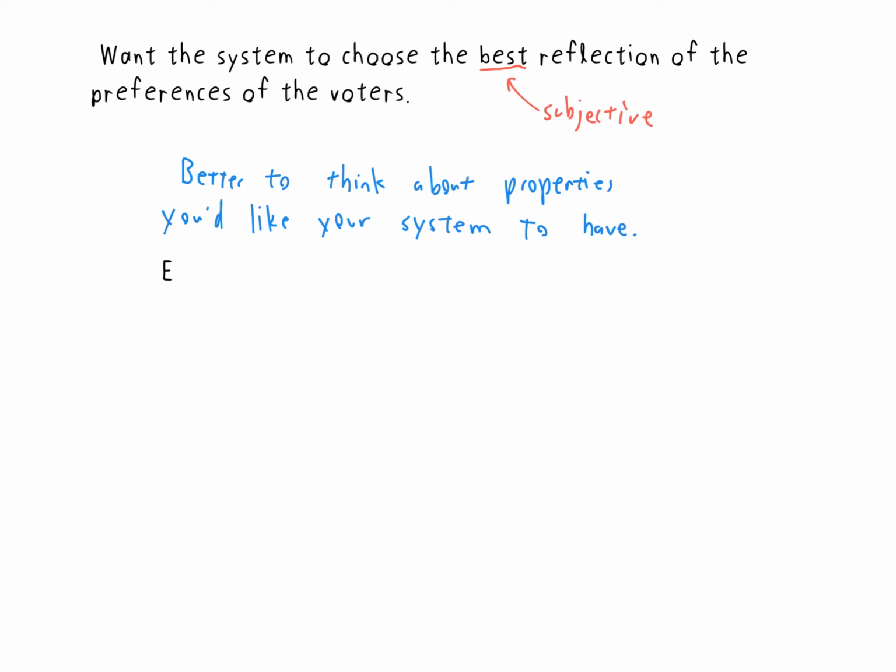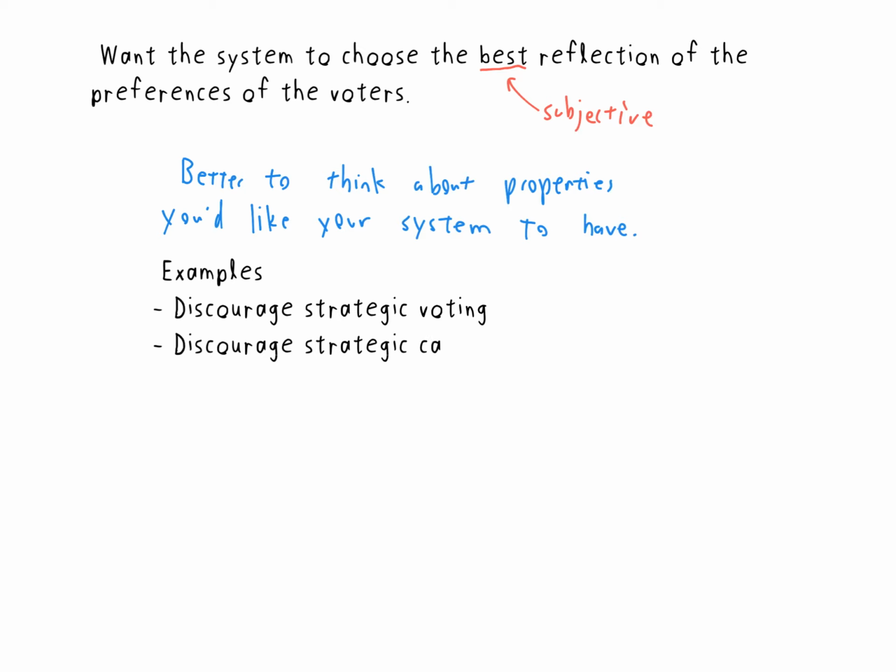Some examples of properties you might want your system to have are that you might want to discourage strategic voting. You might want to discourage strategic candidacy. What I mean by this is that sometimes someone will decide to become a candidate, but just in order to hurt another candidate's chances of winning. And that might be something you want to avoid. And finally, you might want to have it a goal to make the voters as a whole as happy as possible.